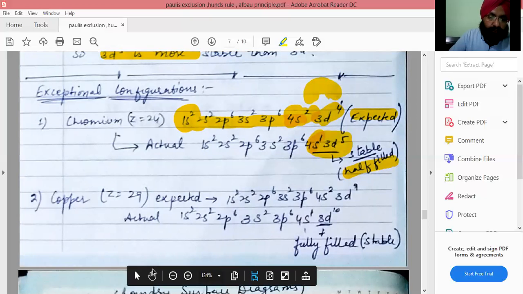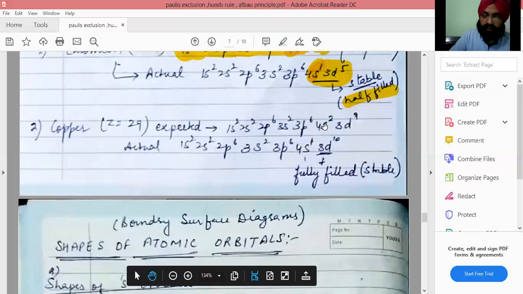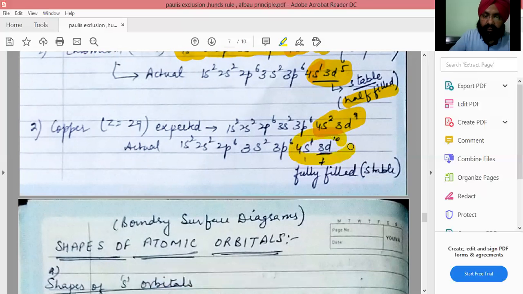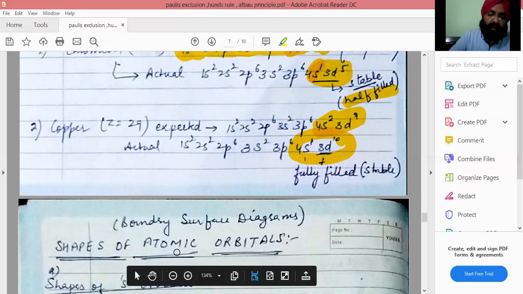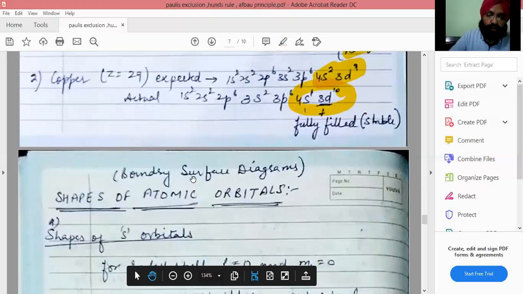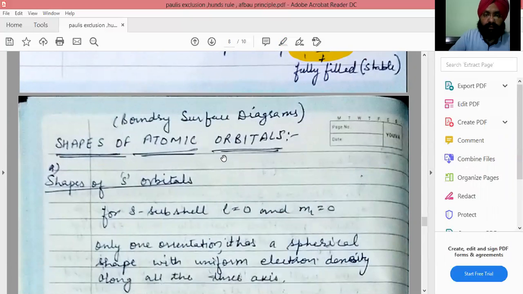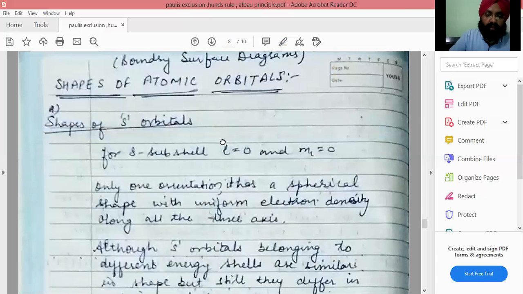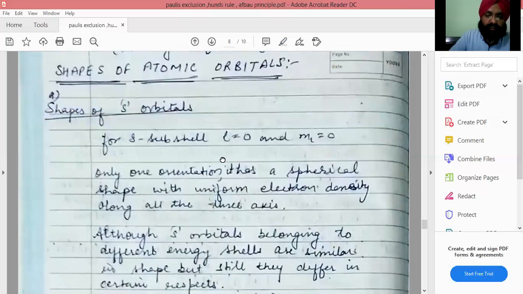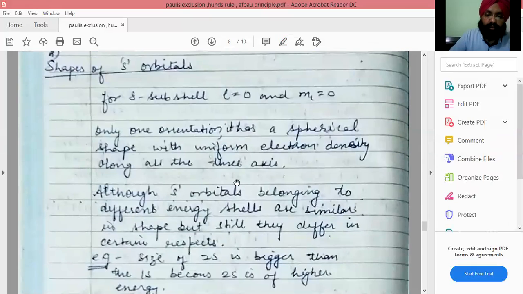In the case of copper, the expected configuration shows 4s2 and 3d9, whereas the actual configuration has 4s1 and 3d10. The reason is the fully filled configuration, and this is due to the symmetrical distribution and exchange energy. Next is the shapes of s orbital, p orbital, and d orbital.